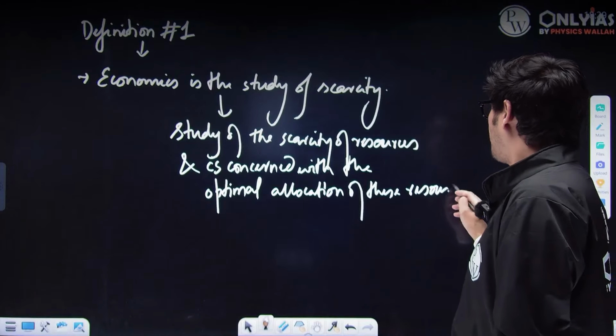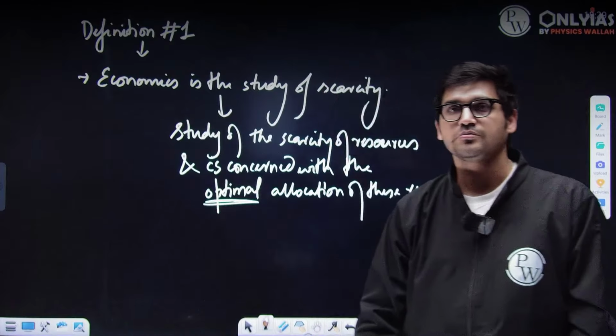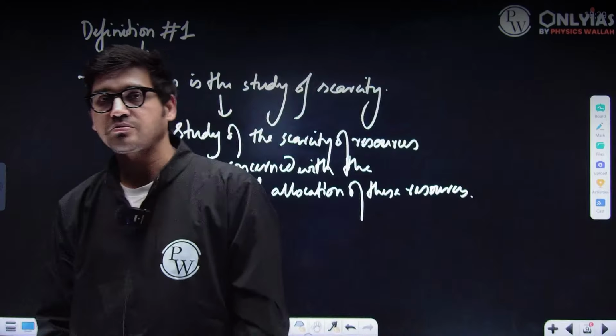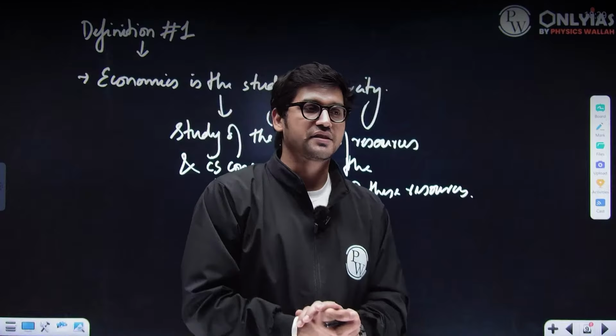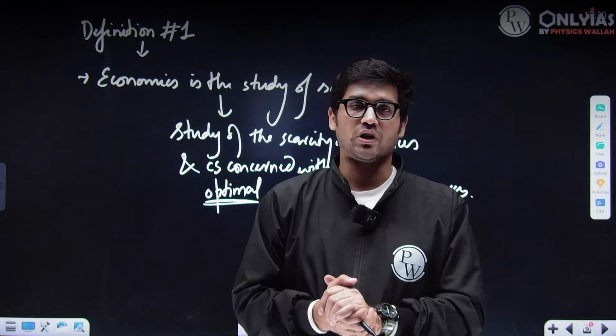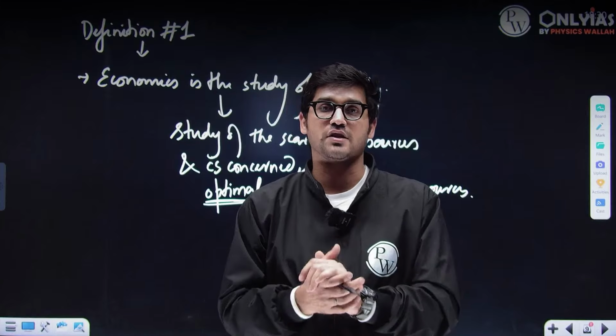When we say optimal allocation of resources, what does this word optimal mean? What does this word mean, optimal? Consider an example. You would have heard that the fastest bowler in the world is Shoaib Akhtar. Now, Shoaib Akhtar is known to be the fastest bowler in the world.